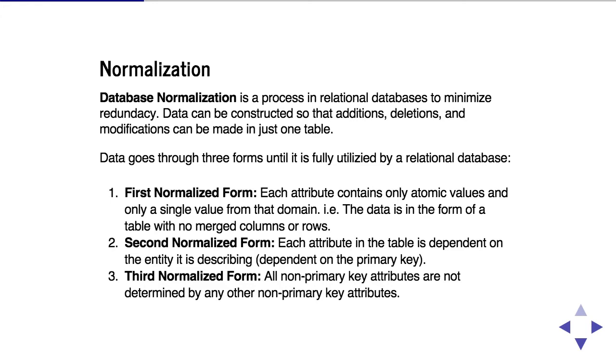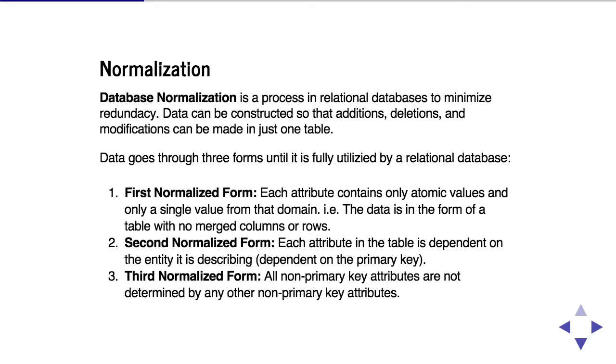Second normal form: each attribute is dependent on the entry it's describing. You can think of this as each row basically being a single observation. So each row only determines one student. Two rows can't determine the same student.